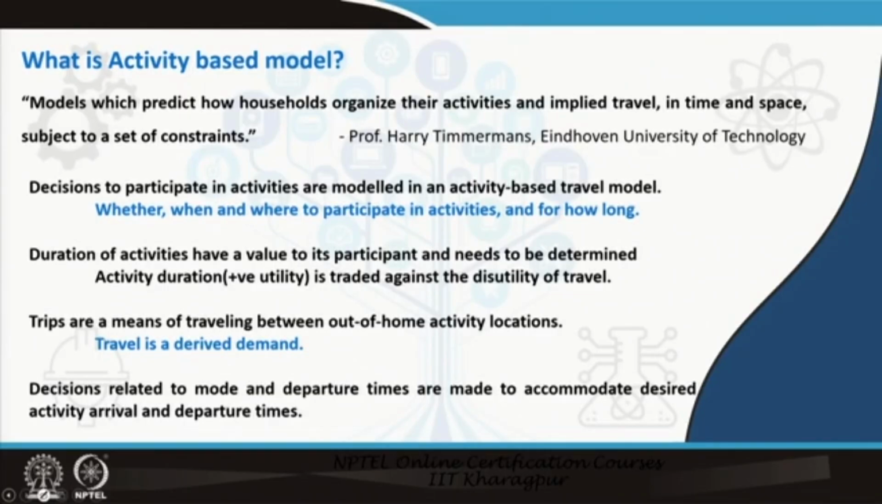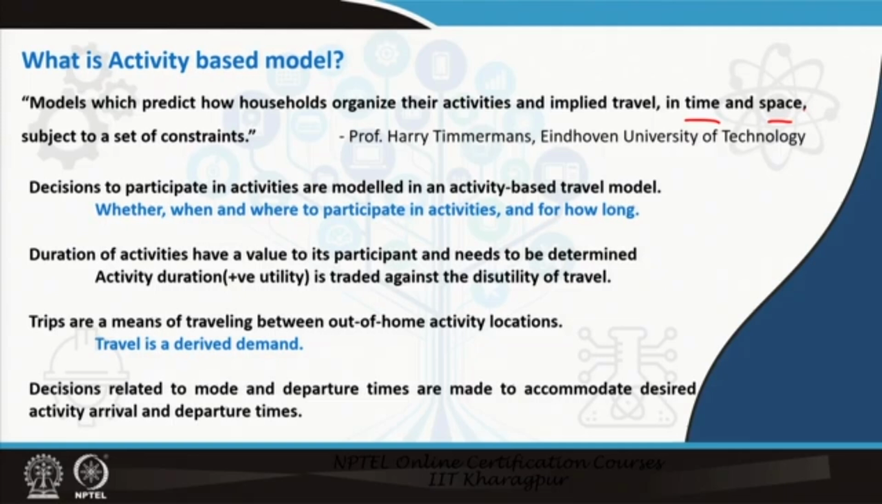So, what is an activity based model? In the words of Professor Harry Timmermans, models which predict how households organize their activities and implied travel in time and space subject to a set of constraints are known as activity based models. So, travel is implied, and that means it is a result of activities, and how households organize their activities in both time and space, that is the key.